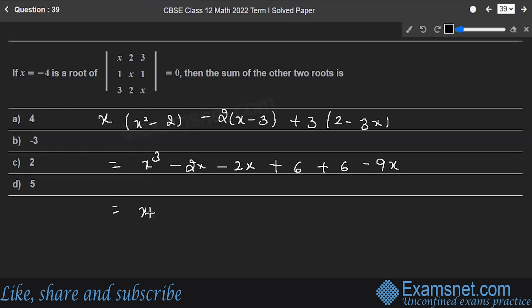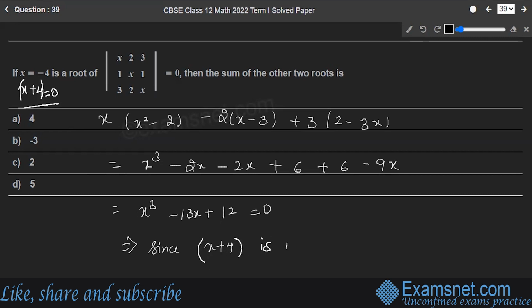So this is x cube minus 13x plus 12 is equal to 0. Since you are given x is equal to minus 4 is a root, that means x plus 4 is equal to 0 is a factor. X plus 4 is a factor of this equation.